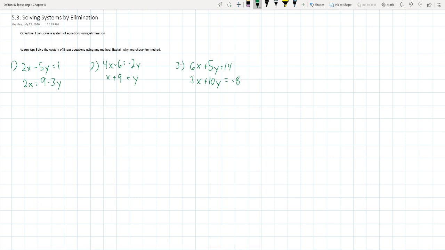So this is the warm-up for 5.3 solving systems by elimination, where your objective is that you can solve a system of equations using elimination after this entire lesson. Your warm-up is to solve the system of linear equations using any method. Explain why you chose this method. At this point, you should know two. You should know solving by graphing, and you should also know solving by substitution.